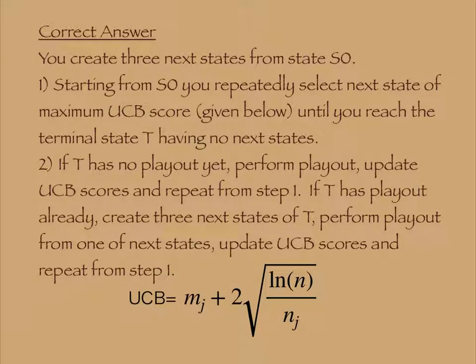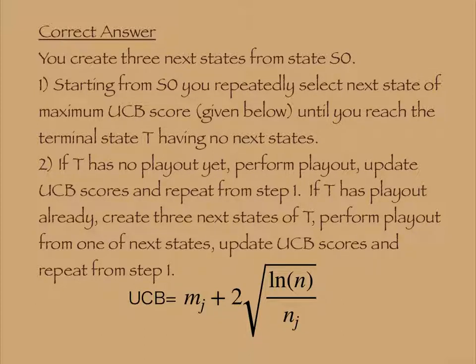Our correct answer is as follows. You create 3 next states from state S0. Starting from S0, you repeatedly select next state of maximum UCV score, given below, until you reach the terminal state T having no next states.